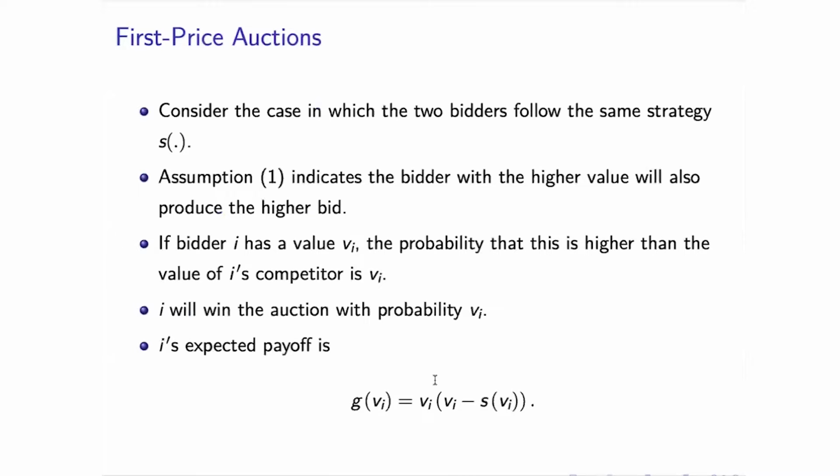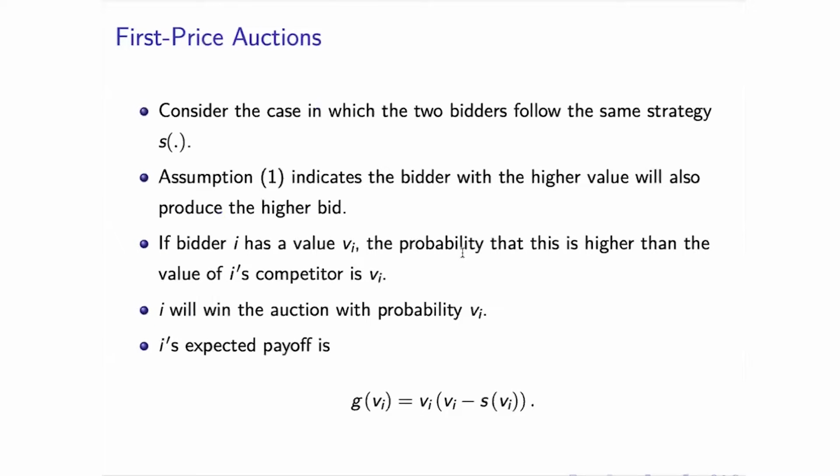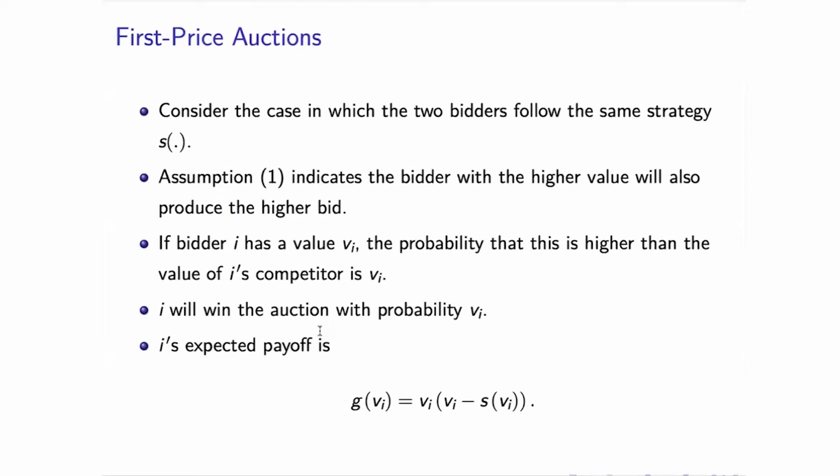Okay, so let's consider the case where we are looking at a symmetric equilibrium, in the sense that both of the bidders follow the same strategy S. What that means is that they are using this same function S. So if they had the same valuation, then they would have bid the same amount. That is the implication of this. What are the other implications? Remember, we assumed that S is strictly increasing. So a bidder with a higher value is also going to make a higher bid. How do we see that? Imagine that you had two valuations, V1 and V2, and suppose that V2 was higher than V1.